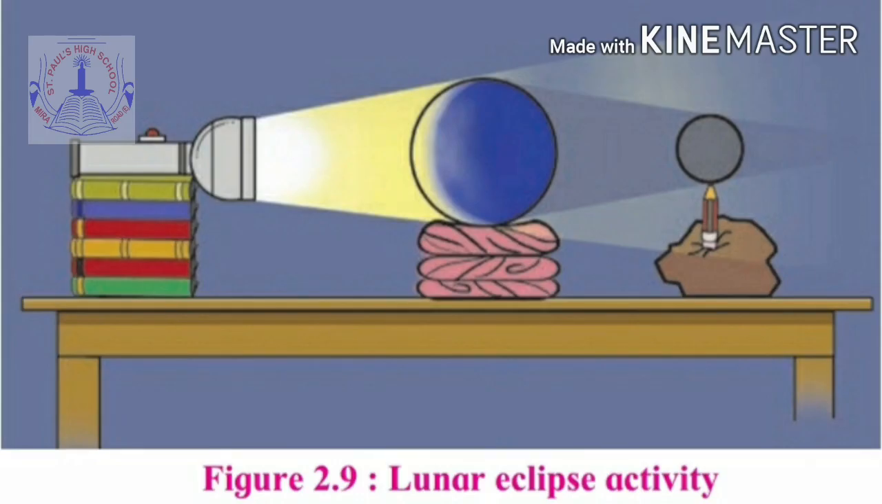Now students, use the same material used for solar eclipse for this lunar eclipse activity. Arrange the materials used for the solar eclipse demonstration earlier and try to arrange the materials as shown in the figure 2.9. Try to understand how lunar eclipse occurs.